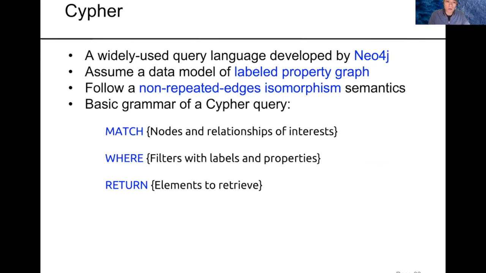Cypher is a widely used query language developed by Neo4j. It assumes a data model of labeled property graph followed by non-repeated edge isomorphism semantics. Its basic Cypher syntax is like this. It consists of 3 parts. First is the match clause, which matches nodes and relationships of interest. In the where clause, we are doing the filtering with labels and properties, and then we return elements to retrieve.